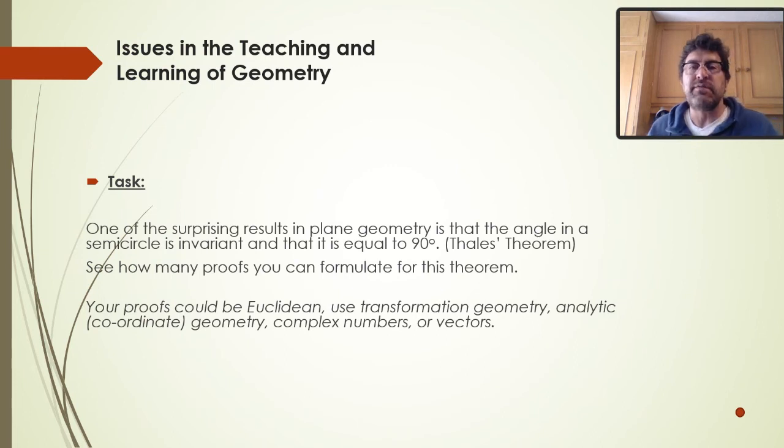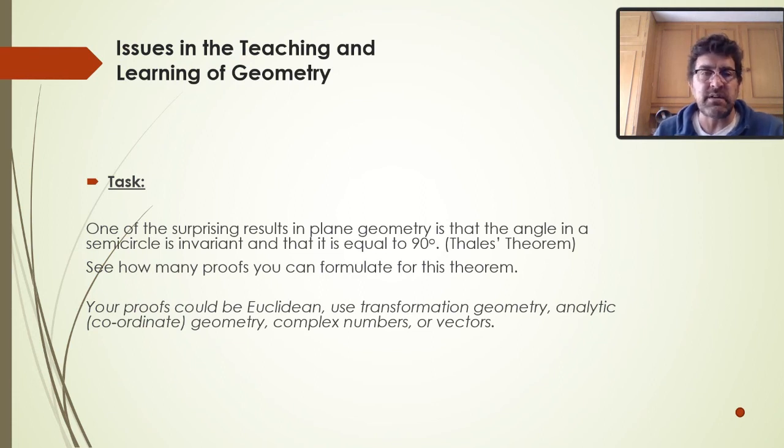Okay, so folks, it's a very short video to activate the idea of proof as a reasoning tool as we move into the Van Hiele levels and the Van Hiele phases of learning, as well as the geometric habits of mind. There's a task on the screen, and I constantly refer to this in the video series. One of the surprising results in plane geometry is that the angle in the semicircle is invariant, and that it's always equal to 90 degrees.